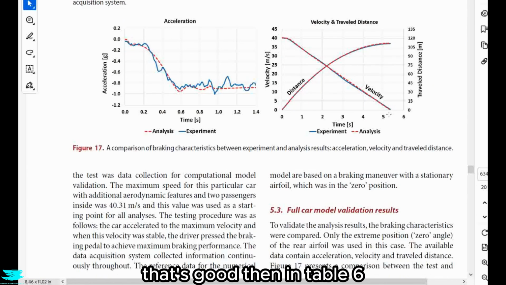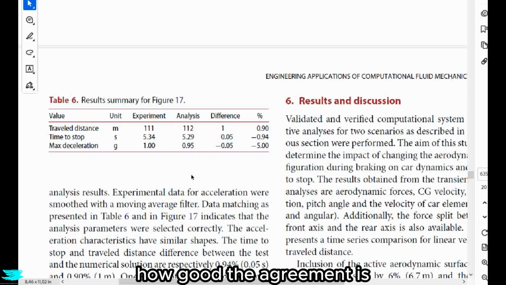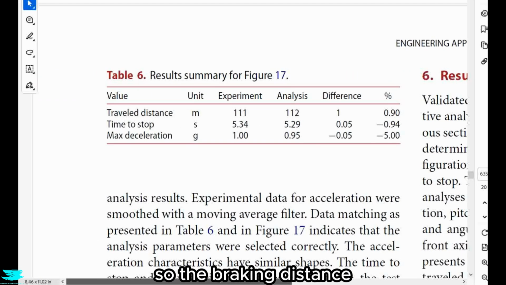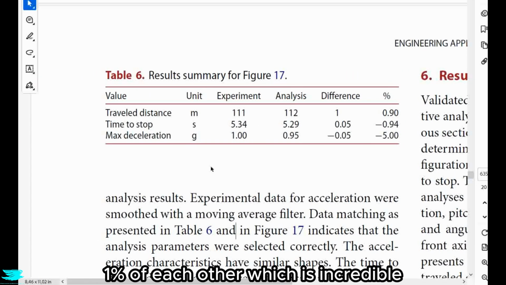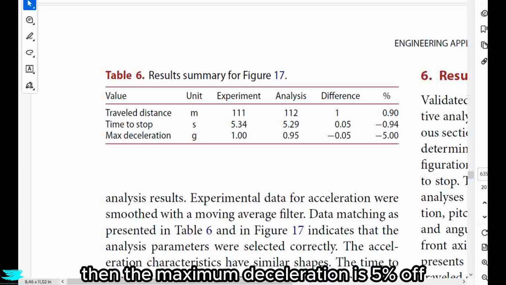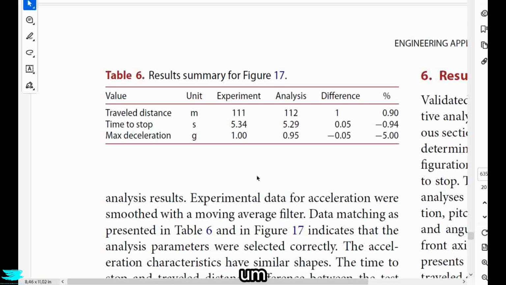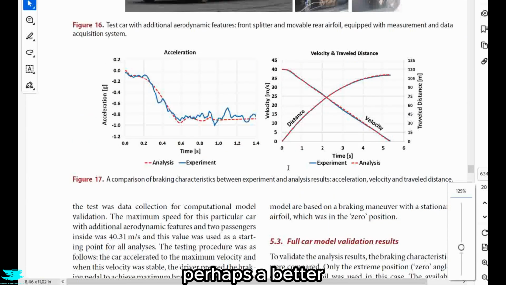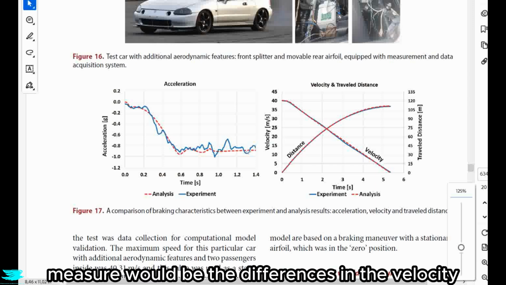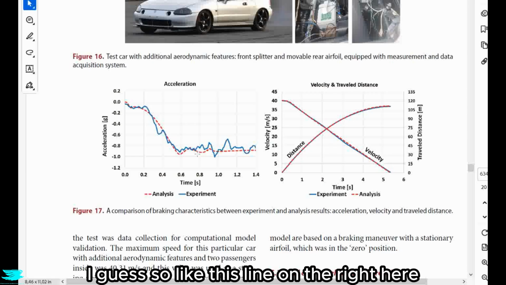That's good. Then in table 6, we see some numbers quantifying how good the agreement is. So the braking distance and stopping distances are both within 1% of each other, which is incredible. Then the maximum deceleration is 5% off, but looking at figure 17, perhaps a better measure would be the differences in the velocity, because you wouldn't have as much noise from the accelerometer, I guess. So like this line on the right here.